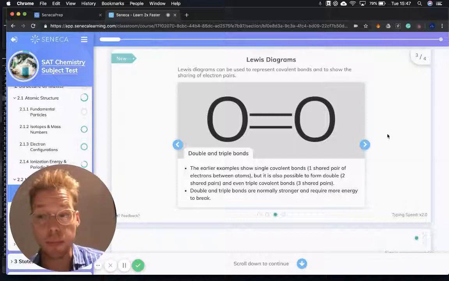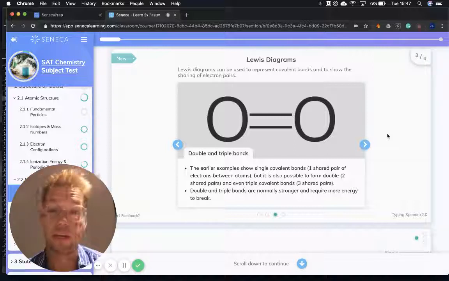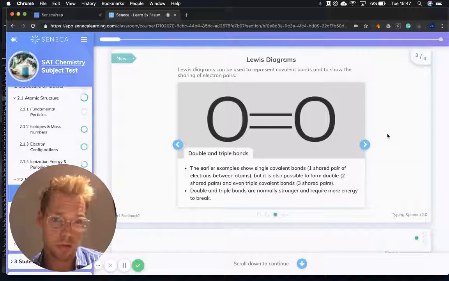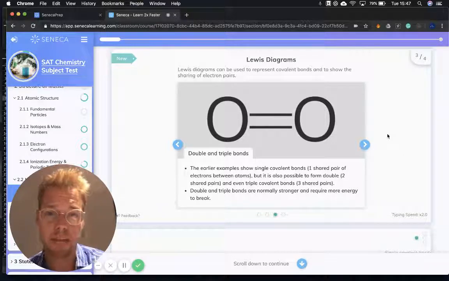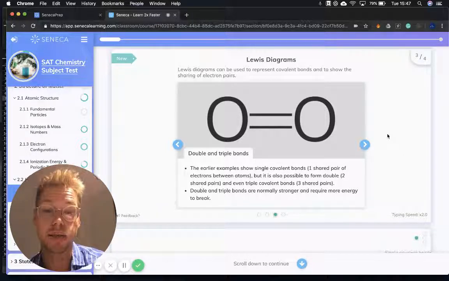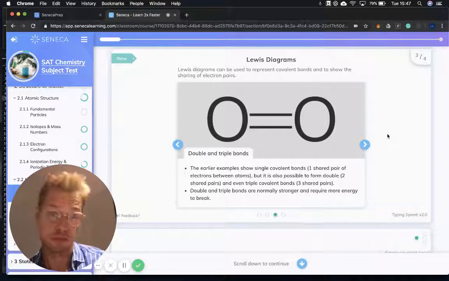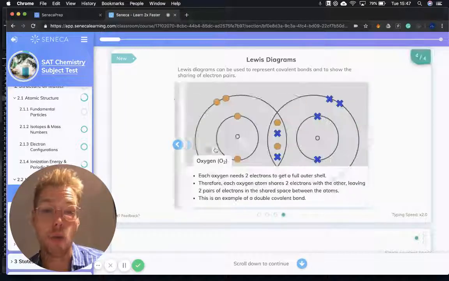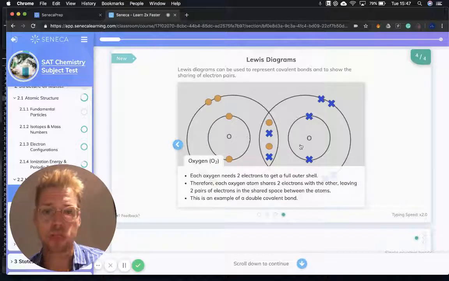Let's also talk about double and triple bonds. So the earlier examples we went through were just single bonds, which is just one shared pair of electrons between atoms. But it is possible to form double and even triple covalent bonds. And double and triple bonds are normally larger and require more energy to break. So we'll go through an example.